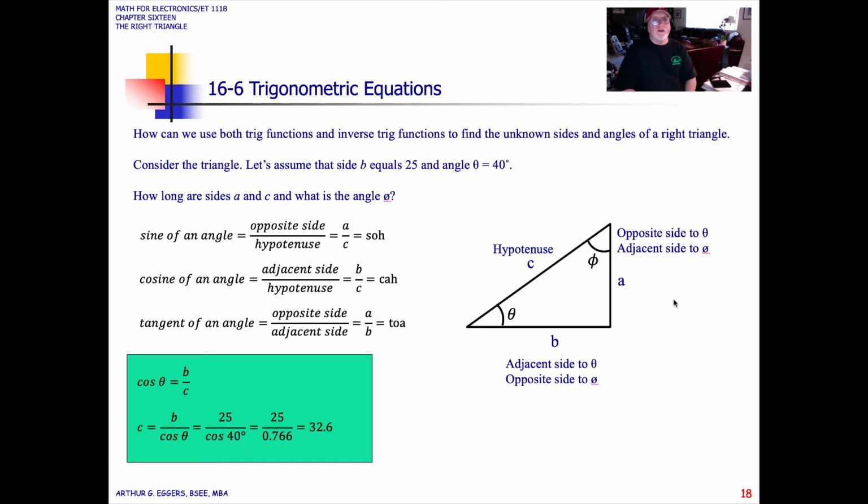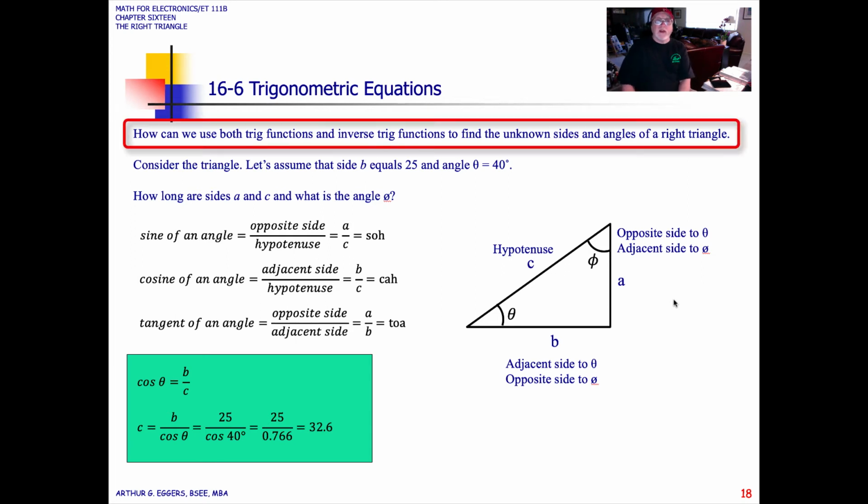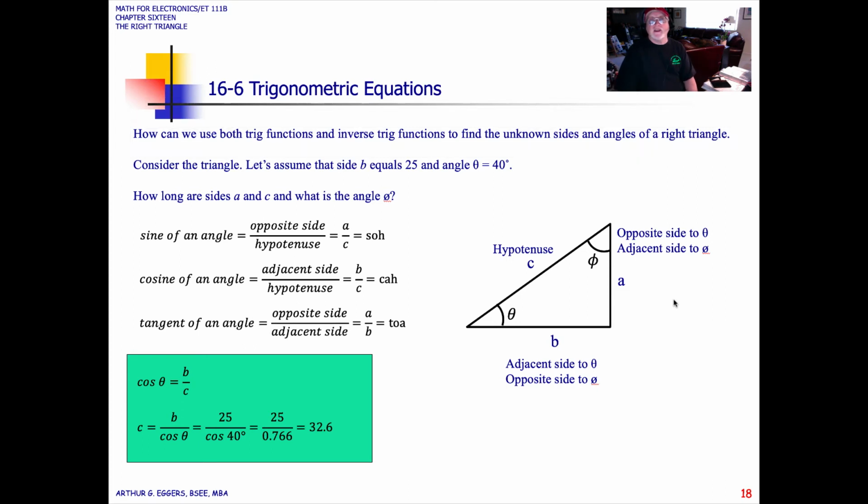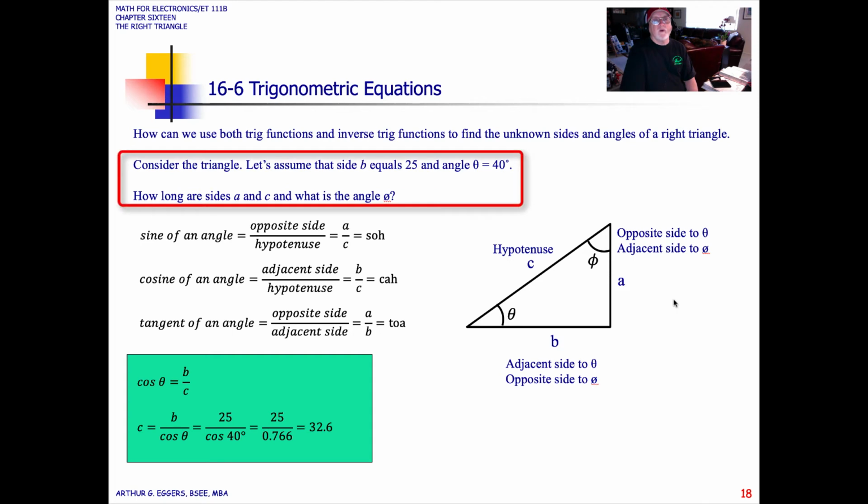So we can use trig functions and inverse functions then, along with the Pythagorean theorem, if we have to find unknown sides and angles of a triangle. So if we consider the triangle where side B is assumed to be 25 units and it forms an angle of 40 degrees, what are the sides A and C, and what is the angle phi?